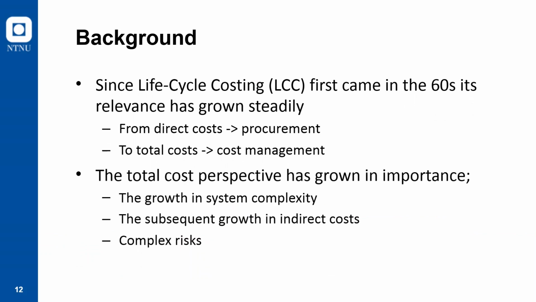And the reason for this growth is the overall system complexity growth. Today's systems, whether you talk about a car or a plane or organizations, are much, much more complex than in the 60s. And this has led to a growth in indirect costs. On top, with the increased integration of systems, we have also seen a number of complex risks that weren't there in the 60s. The internet, for example, has given a lot of new risks, as just one example.